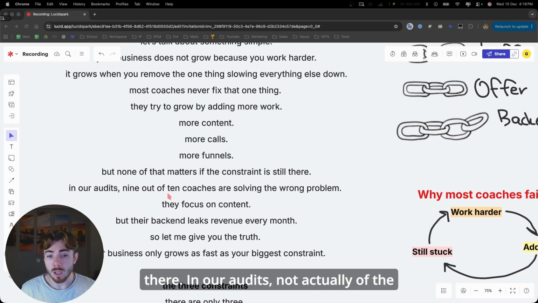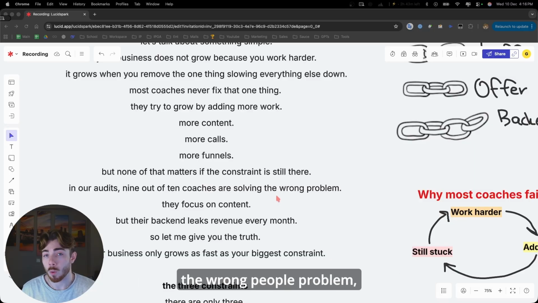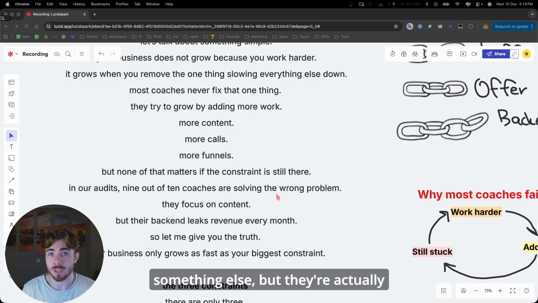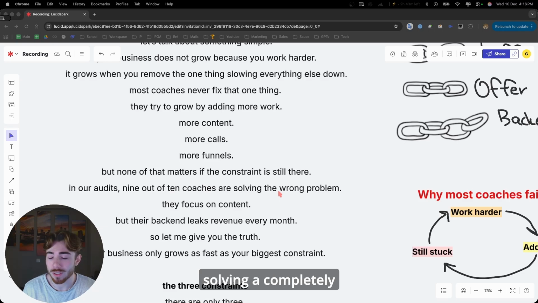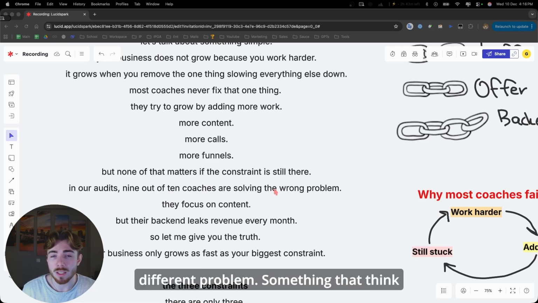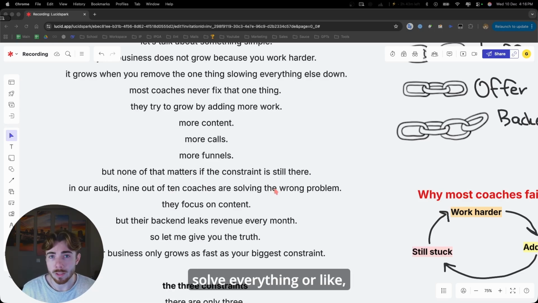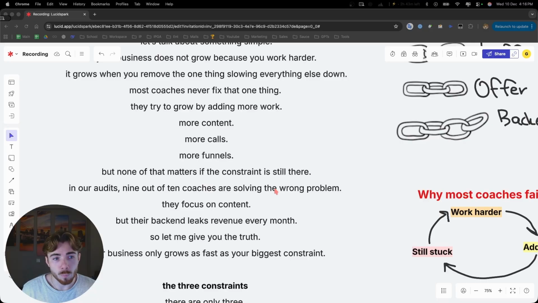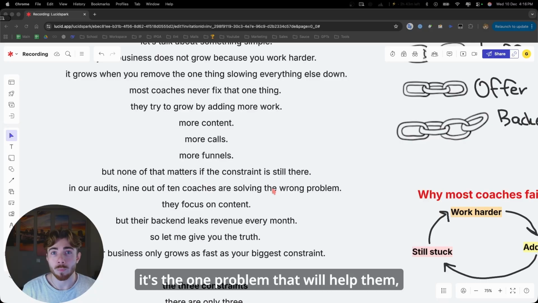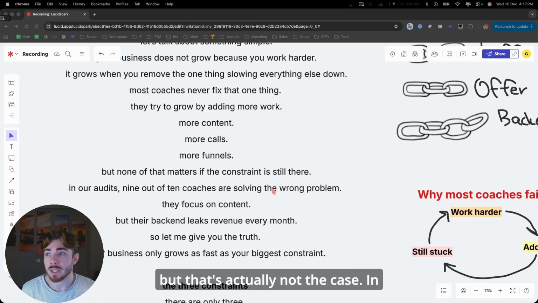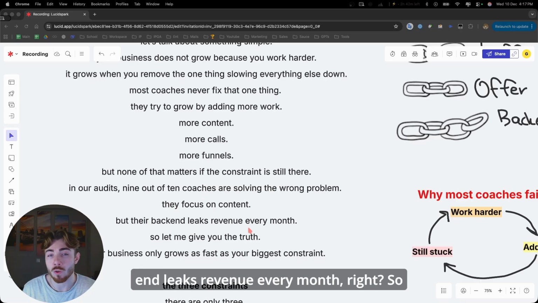In our audits, 9 out of 10 coaches are solving the wrong problem because they think that they're solving something else, but they're actually solving a completely different problem. Something that they think is going to solve everything, it's the one problem that will help them, by solving it they will make more money, but that's actually not the case. Again, in 9 out of 10 coaches, they focus on content but their backend leaks revenue every month, right?